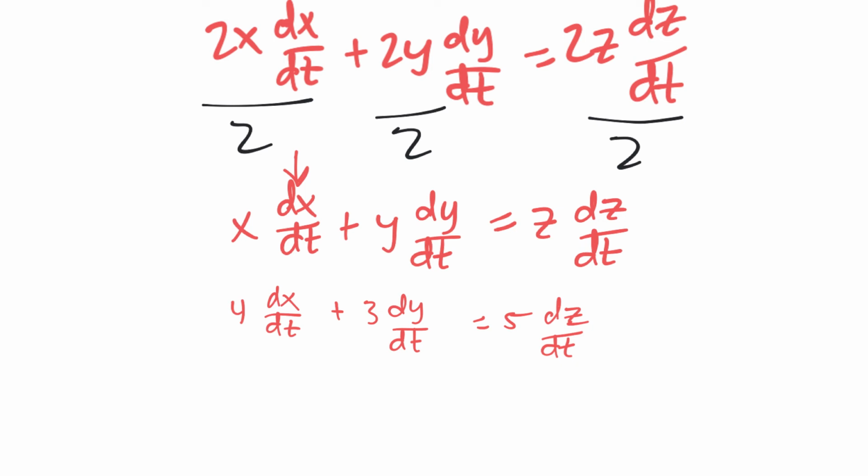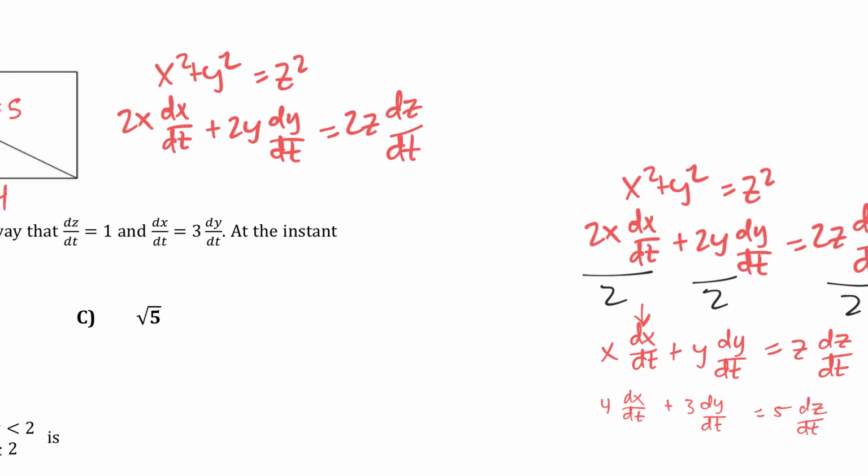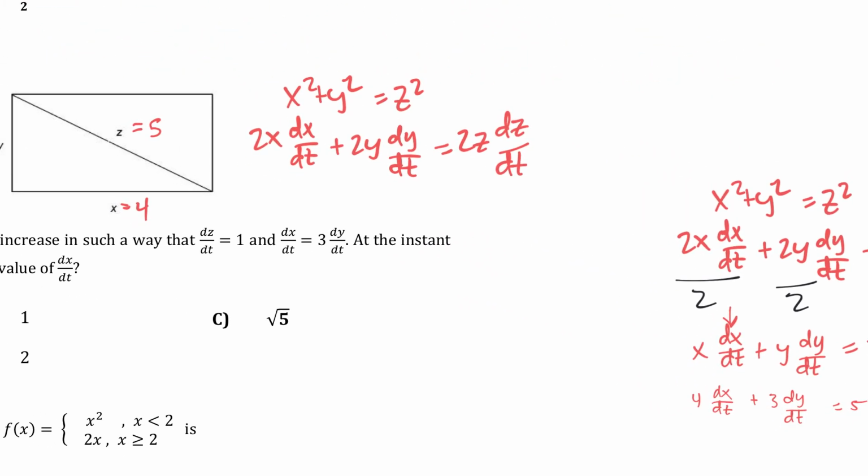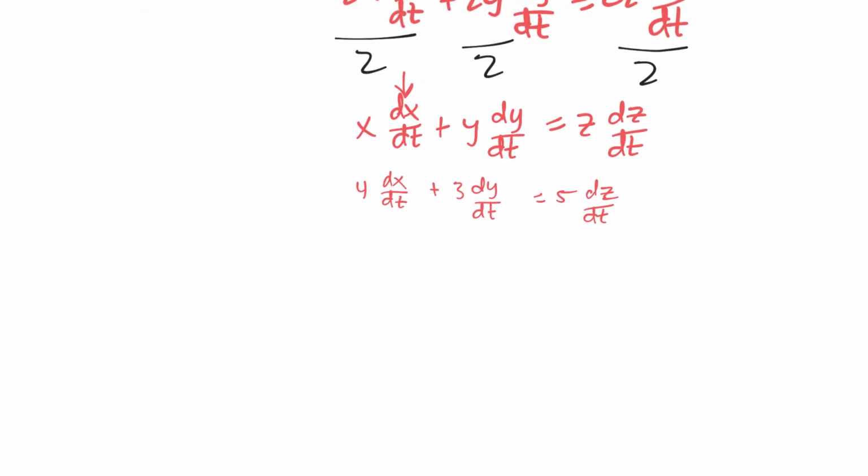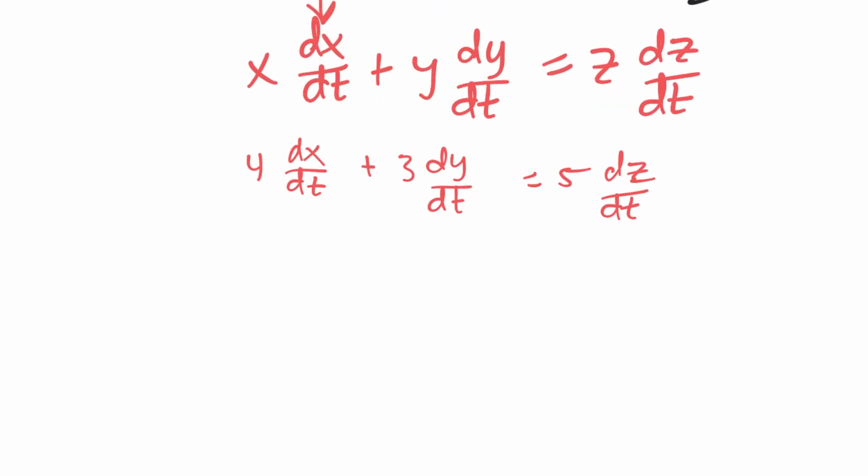Now, something that we're also told is right here, this is an important piece of information. dx/dt is 3 dy/dt, so we have to substitute that. So 4 dx/dt is 3 dy/dt. And then we have plus 3 dy/dt equals 5 dz/dt.